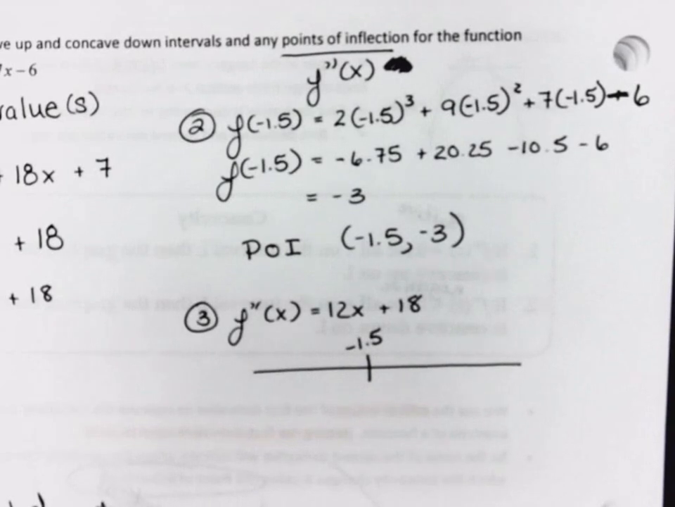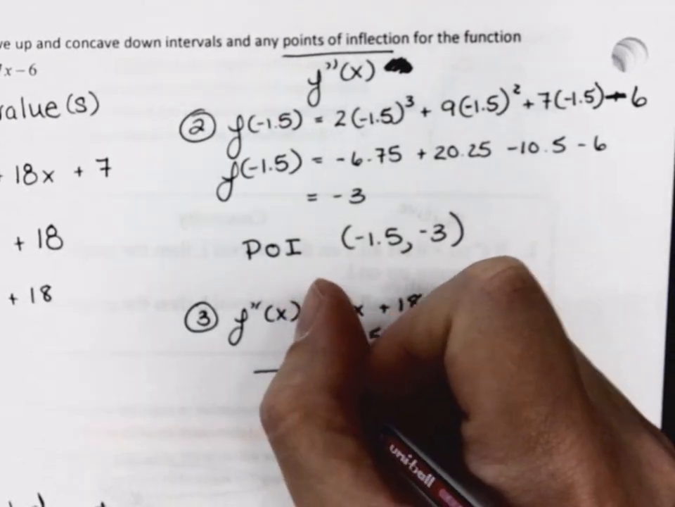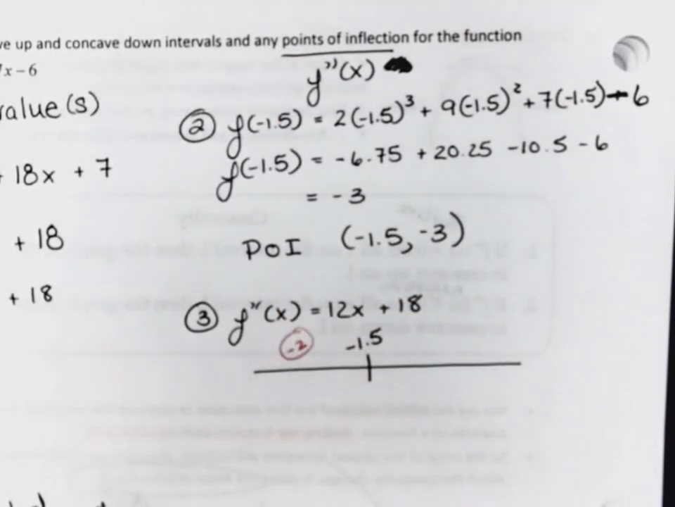So I only have one point of inflection. I know there's only, well, I guess it would be an absolute max or an absolute min, because there's not more than one. So we're going to substitute some values in. What's a value to the left of negative 1.5? Negative 10. Let's go negative 2. Let's not use big numbers, easy math.